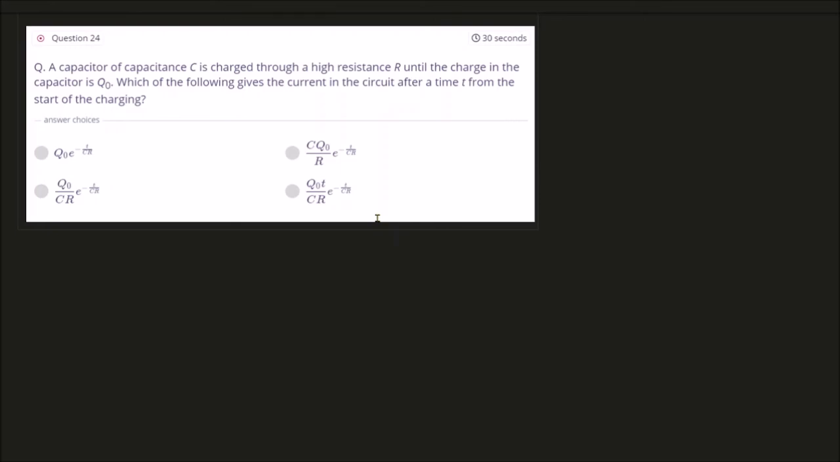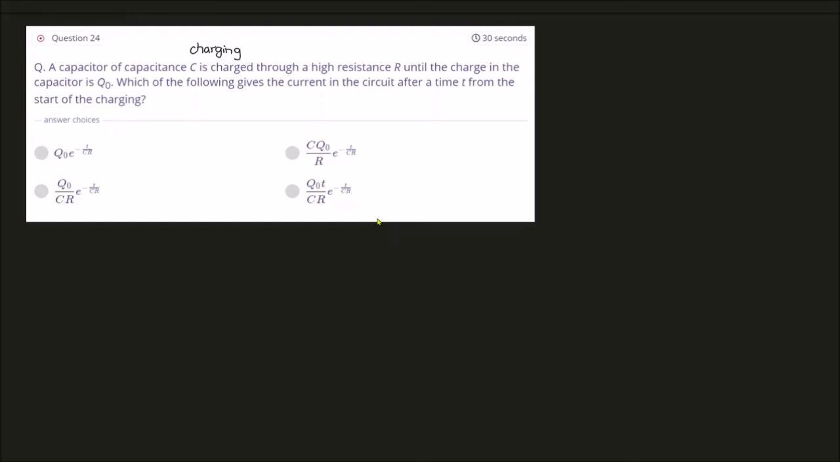Question 24. A capacitor of capacitance C is charged through a high resistance R until the charge in the capacitor is Q0. So it's very clearly stated that this is a charging process here. Okay, then they ask which of the following gives the current in the circuit after a time t from the start of the charging. So they are asking for the relationship of current with time.